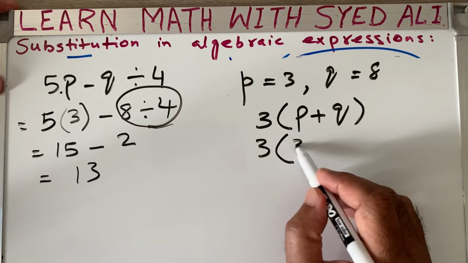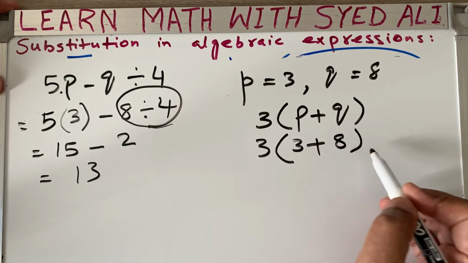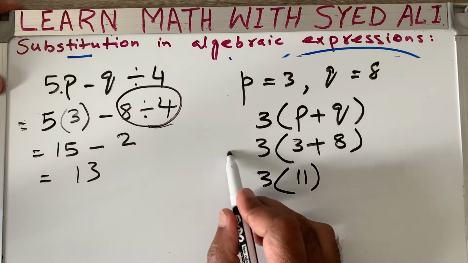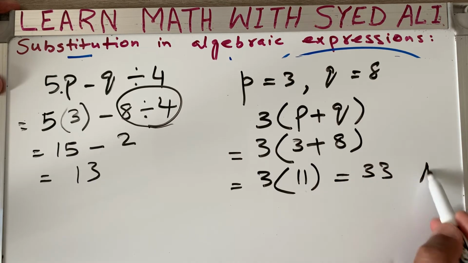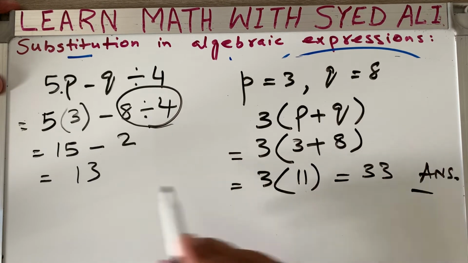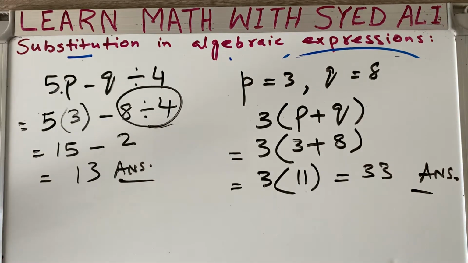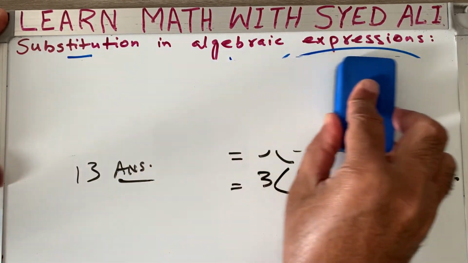So p is 3. We substitute the value, or plug in the values. Instead of q, I can write 8. 8 plus 3 is 11, and 11 times 3 is 33. So this is my answer. Each time you plug in the values, you need to solve the expression and get the answer. So we will deal with some more examples.